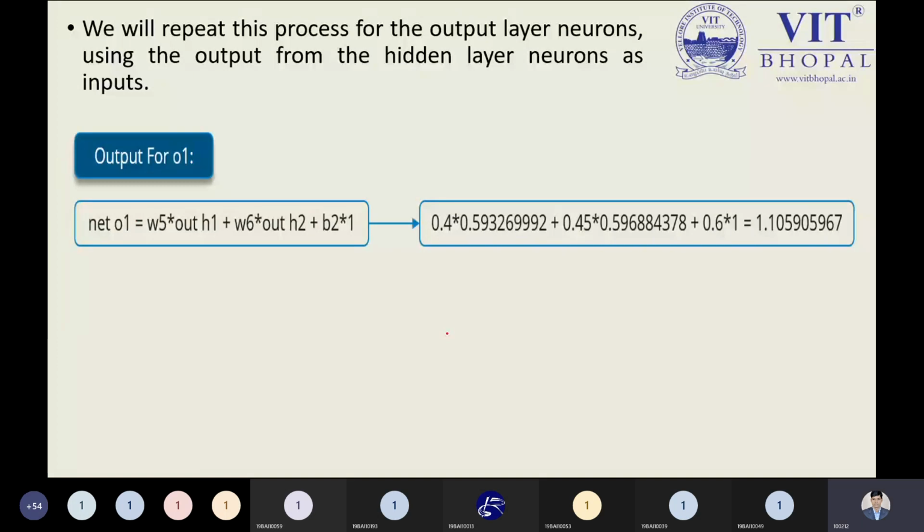So see, as we know, O1 is our node, and it is connected with two weights. One is W5. Sorry, let me write it correctly.